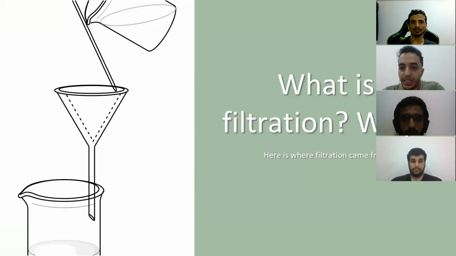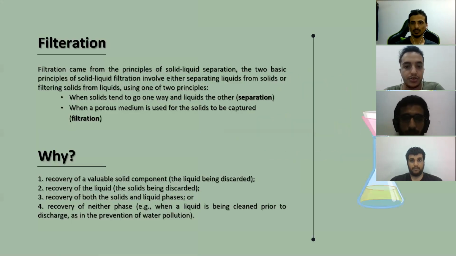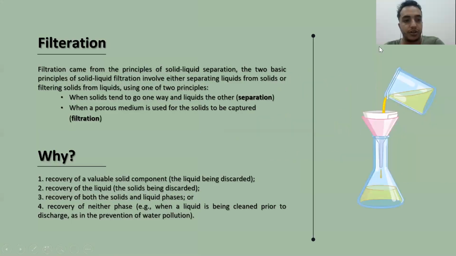So we will start our presentation by telling you about what is filtration and why do we use this kind of equipment. Starting with the definition of filtration, filtration principles came from the solid liquid separation, and the principles are two. The first one is when solids tend to go one way and liquids the other way, which is called separation. The second principle is when we use a porous medium for the separation and capturing the solids from liquids, and this is called the filtration.